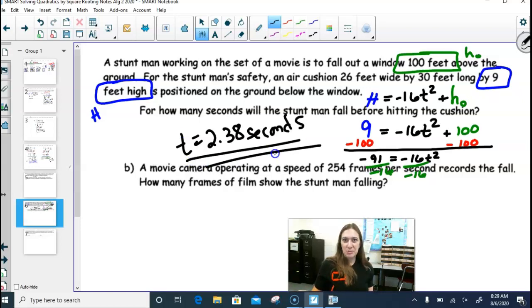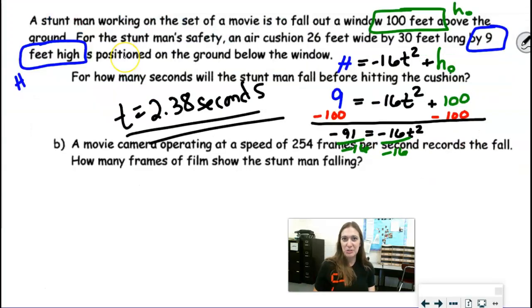So that's going to be important to my producer because they're going to want to know how much footage they have to work with and how much time they want to spend. Are they going to do one of those weird camera tricks where he's falling and he's falling and he's falling? So here they want to know 254 frames per second is the speed at which they're recording this fall.